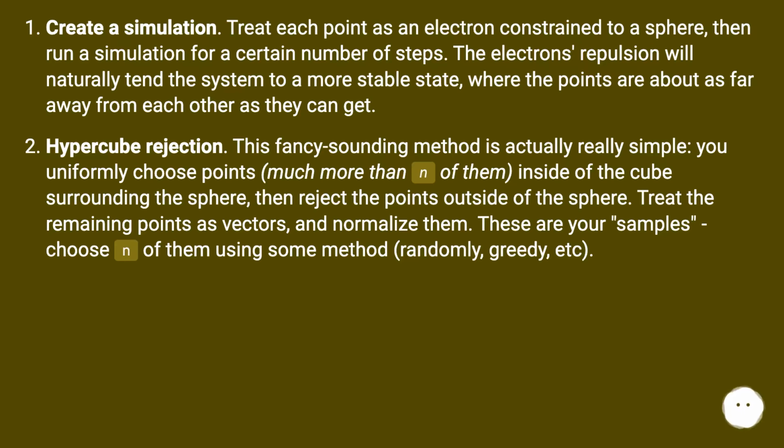Hypercube rejection. This fancy-sounding method is actually really simple. You uniformly choose points, much more than n of them, inside of the cube surrounding the sphere, then reject the points outside of the sphere. Treat the remaining points as vectors, and normalize them. These are your samples, choose n of them, using some method, randomly, greedy, etc.